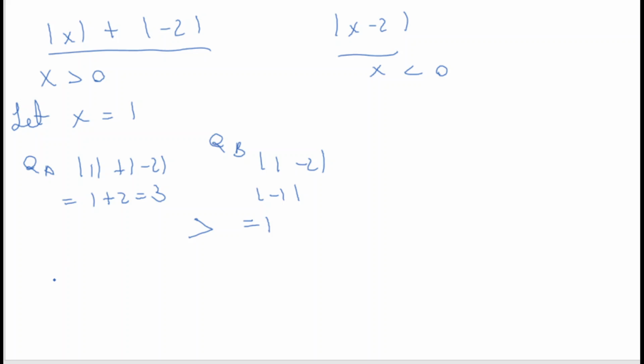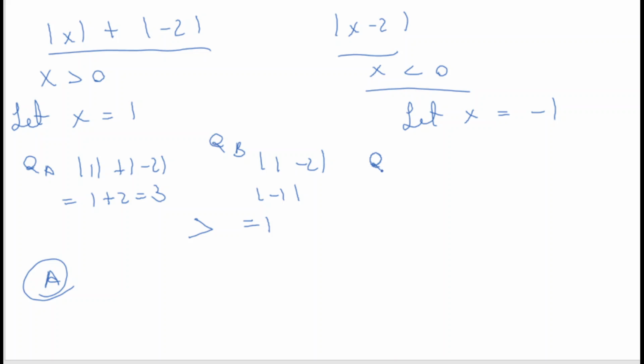Now don't go and just try to mark option A as the final answer, because we have to consider this case as well where x is less than 0, that is negative. Maybe in this case we will get the same result, then we can mark option number A, but if we get a different result, then we need to select the correct answer, which may not be option number A. Okay, so let me take x equals minus 1.